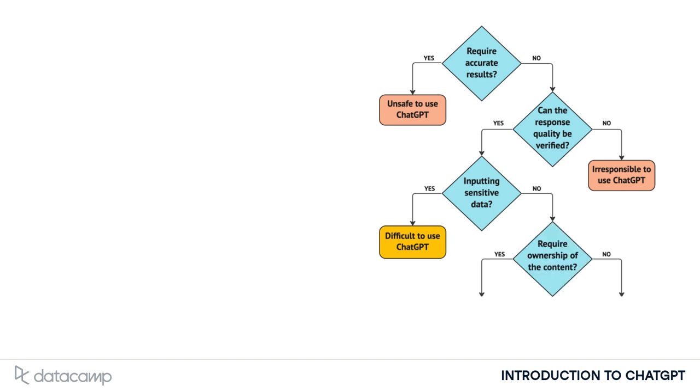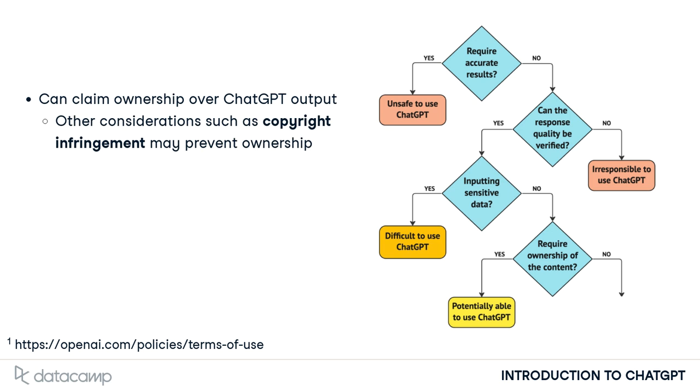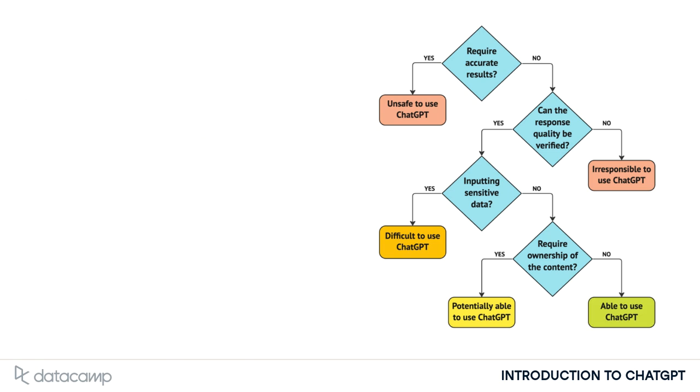Finally, ask whether ownership over the response is required. Ownership will likely be required if we intend to generate revenue from the response. Providing that users comply with OpenAI's terms of use, they can claim ownership over the output in many cases, but other considerations, such as copyright infringement, may prevent ownership. We'll dive deeper into the legalities and ethics of using ChatGPT a little later in the course. If the use case doesn't require ownership, dive right in and begin testing. Let's apply this framework to evaluate some use cases.